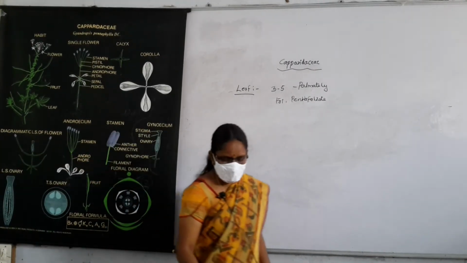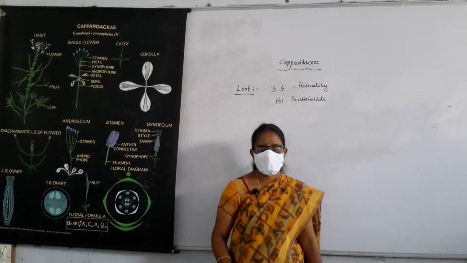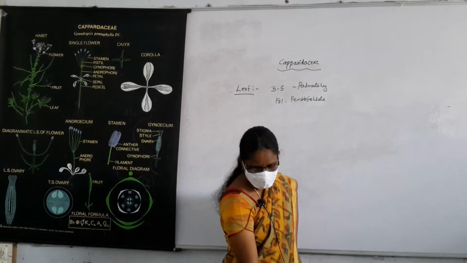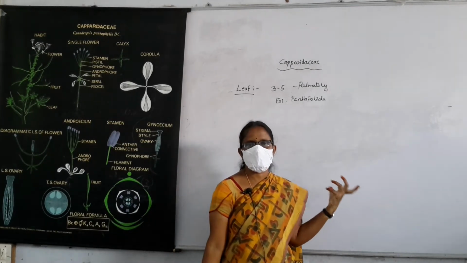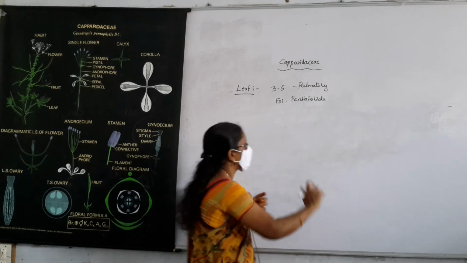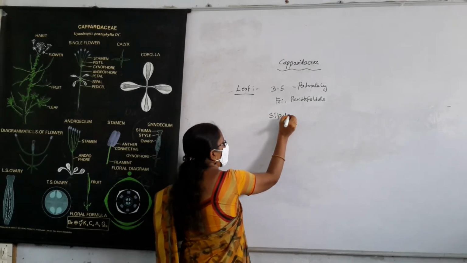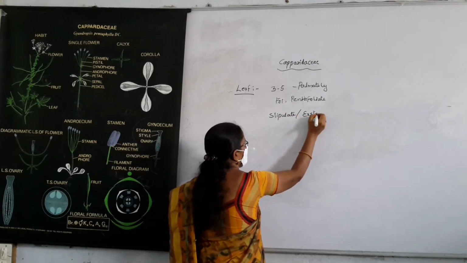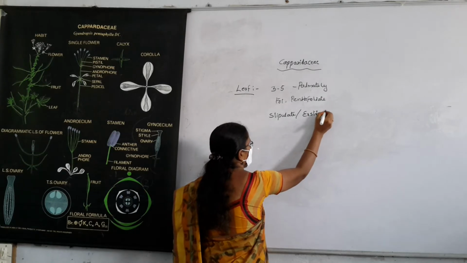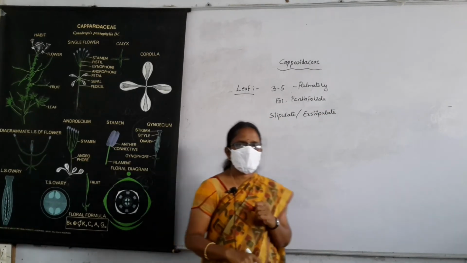Sometimes the stipules form spiny structures. 3 to 5 leaflets are present, and the leaves are stipulate or exstipulate.